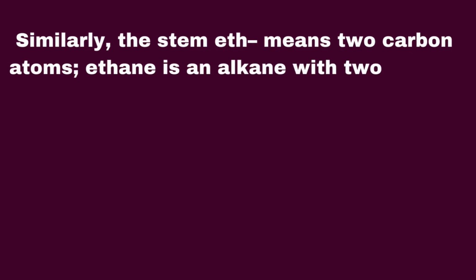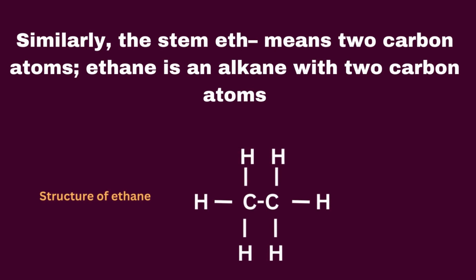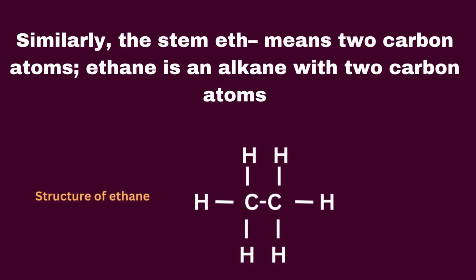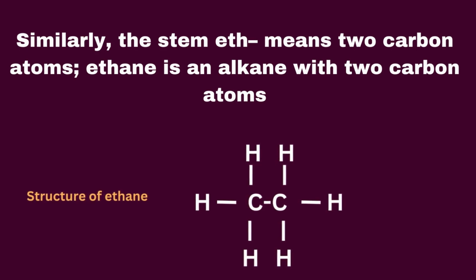Similarly, the stem eth means two carbon atoms, ethane is an alkane with two carbon atoms. When we discuss the structure of ethane, there are two carbon atoms present and 6 hydrogen atoms are attached to the two carbon atoms, and the bond angle between two hydrogen atoms is also less than 109.5 degrees.